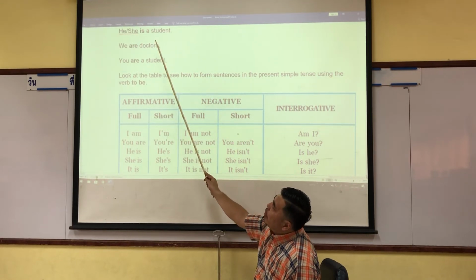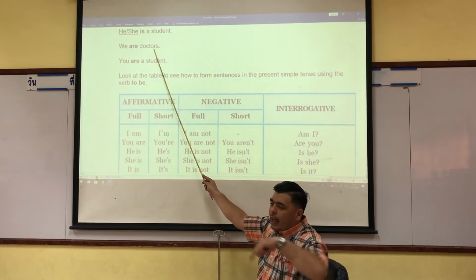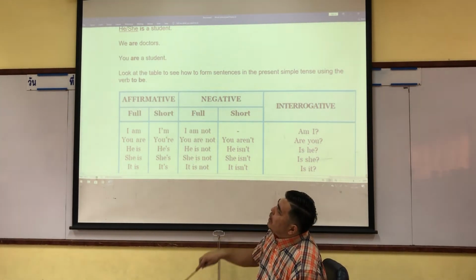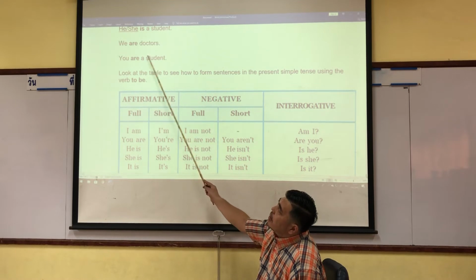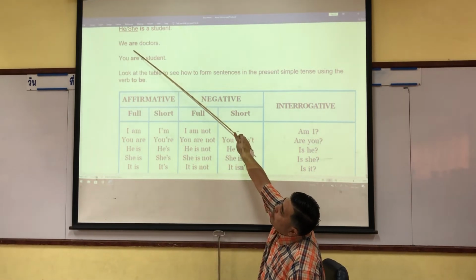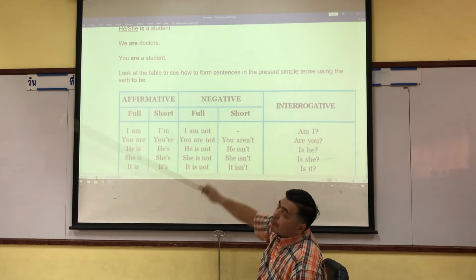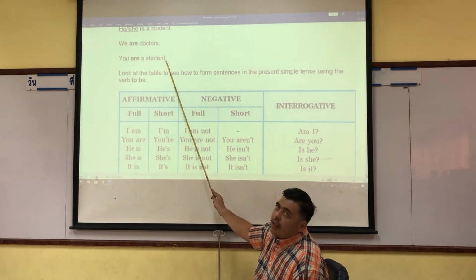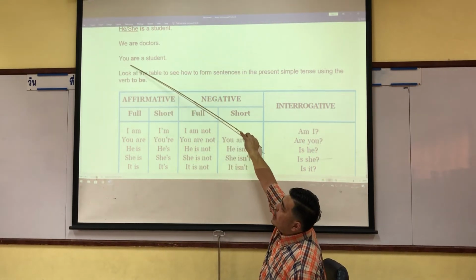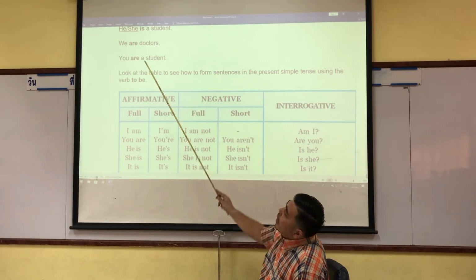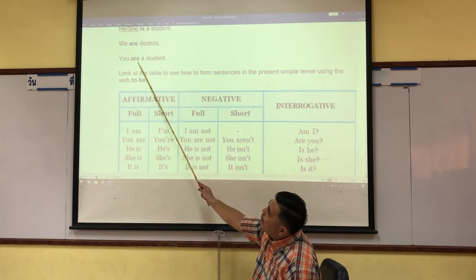We are doctors. Where is the verb to be in this sentence? Okay, well done. That's correct. The verb to be is are. You are a student. Where is the verb to be in this sentence? Correct, well done. It is are.